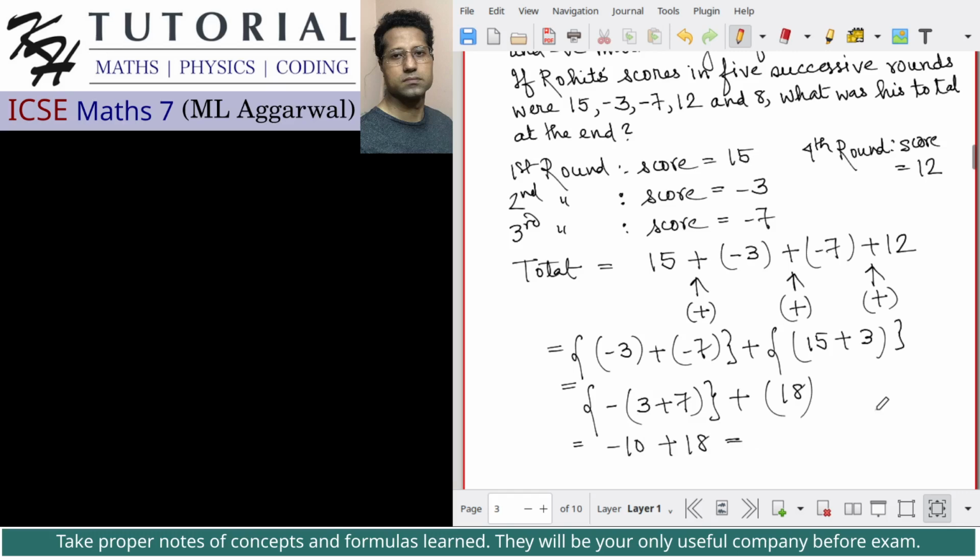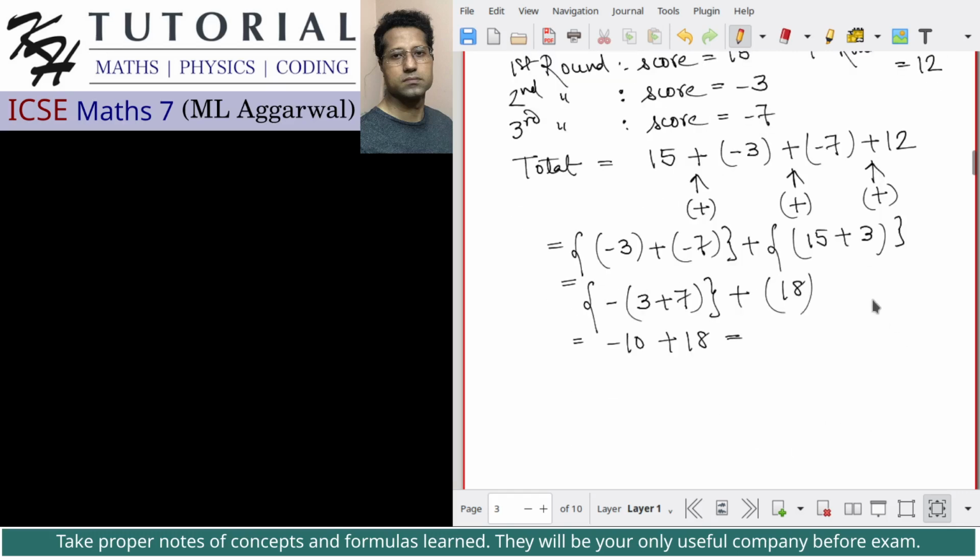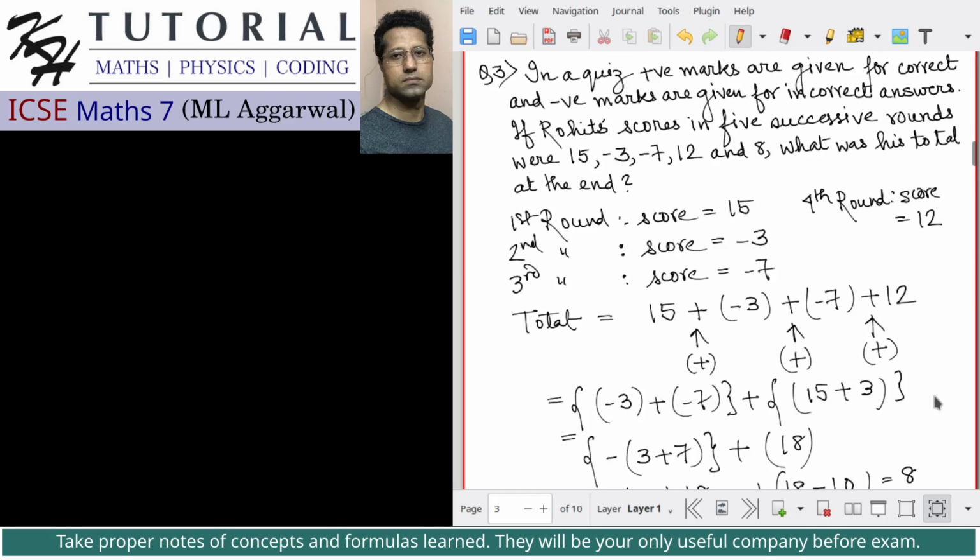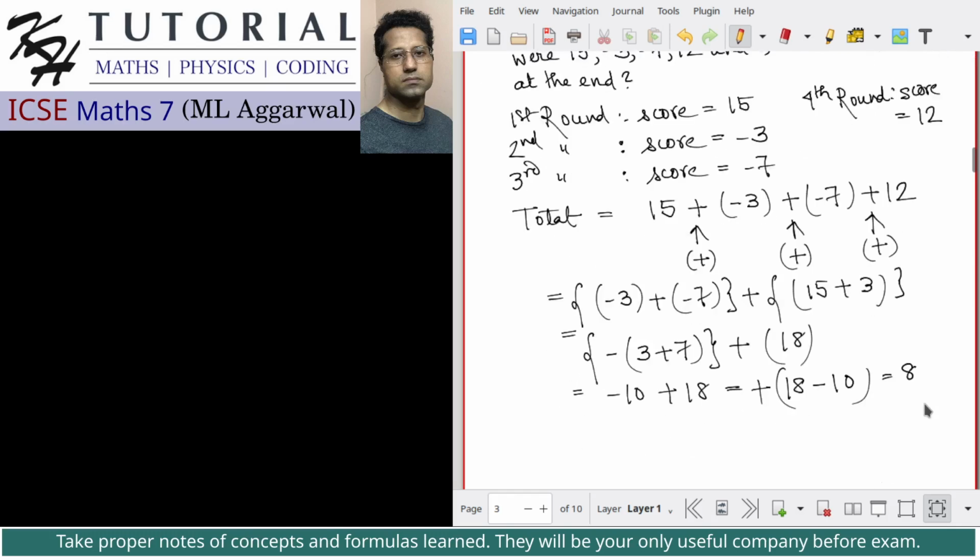Now we have to add one positive integer and one negative integer. We can see that numerically 18 is more than minus 10. So we will subtract 10 from 18 and put the sign of the numerically greater integer, which is plus 18, and so the sign will be plus, and this is 8. So Rohit's total score at the end is 8.